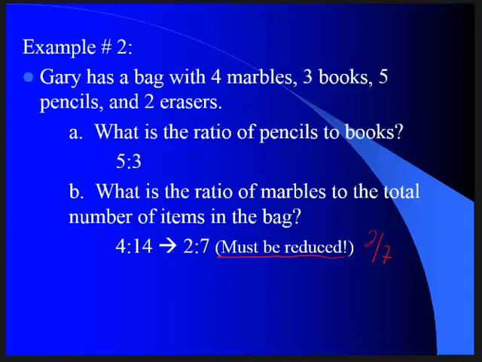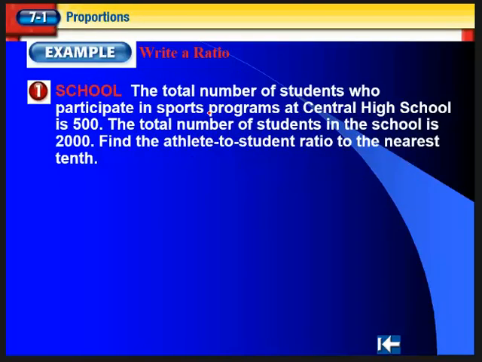Either way, equally acceptable. Okay, so let's do this word problem. The total number of students who participate in sports programs at Central High School is 500. The total number of students in the school is 2,000. So 500 participate in sports, a total of 2,000. What is the athlete to student ratio to the nearest tenth? I want my athletes first. 500 people participate in sports. That makes them an athlete. The wording is a little different, but it means the same thing. To means I make a fraction out of it. And students, how many students are there? 2,000.